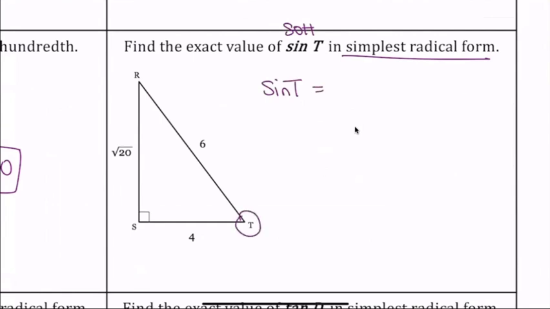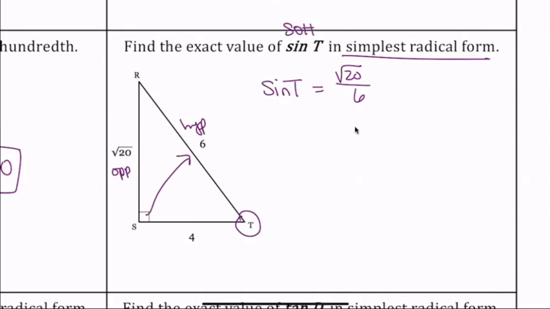I'm going to circle t. The opposite side is over here, not touching my angle. And the hypotenuse is the one that is across from the right angle. That gets me to here. This could be our answer, but it's not, because square root of 20 could be simplified, and we know that because we practiced this last week.